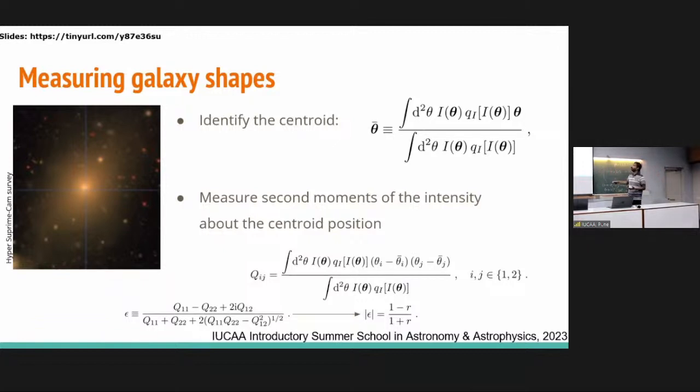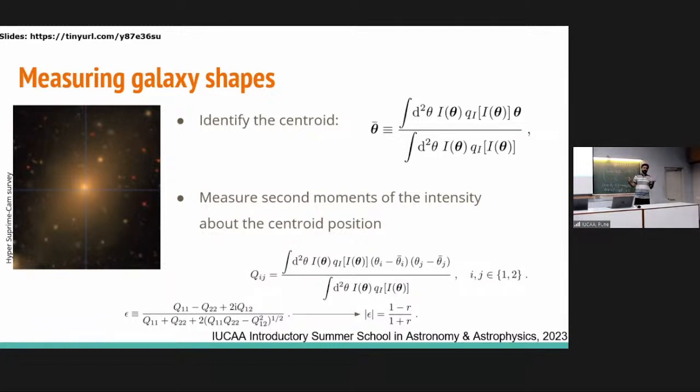And so you don't want to just carry out a moment which is not weighted. Okay? So if you weight the distribution while calculating these moments, then you will get a better estimate of this centroid. And so that's what you try to do. Okay, so that's what this Q is. Once you know the centroid, you know exactly the location where this galaxy is centered.